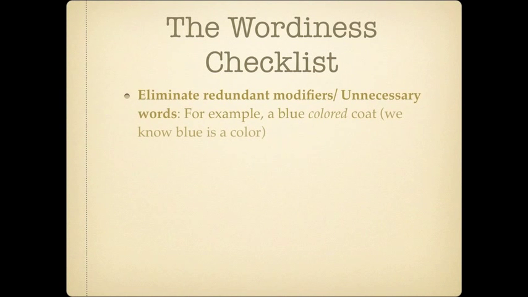First, you should always read through your papers and eliminate any redundant modifiers. By this, I mean using pairs of words that imply each other already. The example I have given you is a blue-colored coat. We already know that blue is a color, so you can just say a blue coat. More examples of these redundant pairs would be a dishonest thief, safe haven, and a true fact, because you do not need both words to keep the meaning.